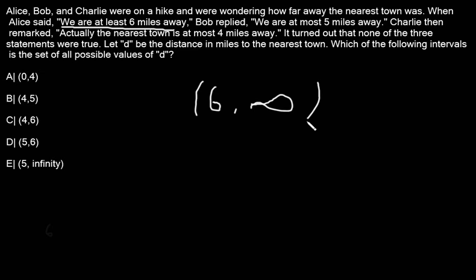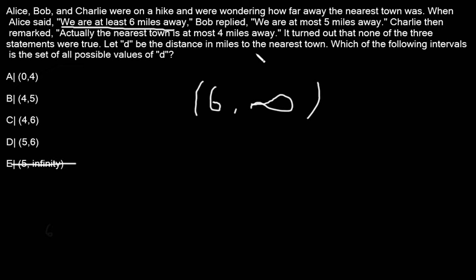So let's cross out the one that most resembles 6 to infinity. Well, look right here: infinity. It's going all the way to infinity. We know that it's wrong, we can't go all the way to infinity. So we can cross out E right here.